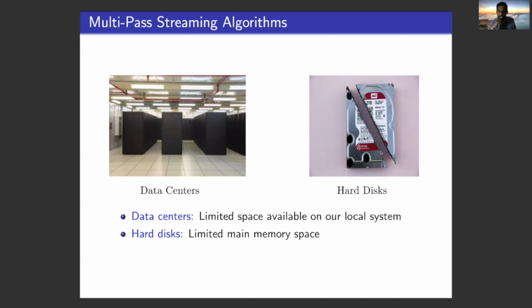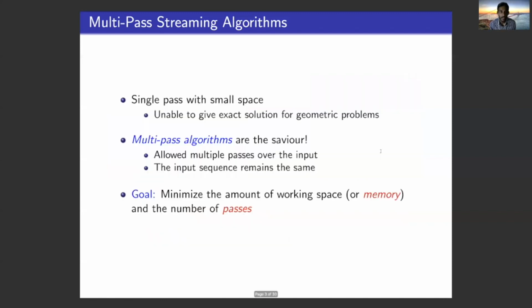The example on the right is similar. It's hard disks. There's big data sitting on the hard disk, and you want to stream it onto your main memory, which again has limited space. So again, streaming is well motivated here. And then you can do multipass because the data doesn't get lost on the disk. You can always ask it to stream it again. Okay, so that motivates multipass streaming algorithms.